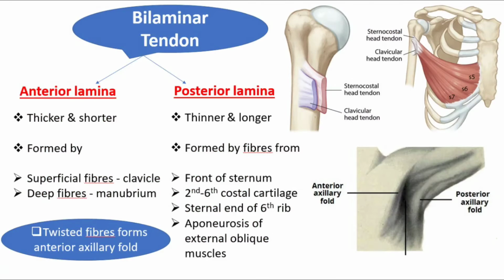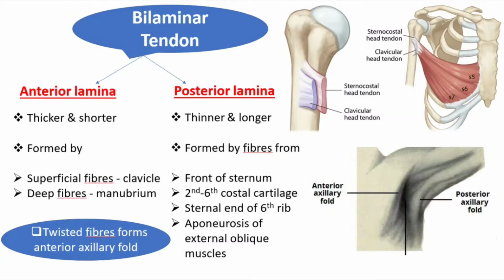Before moving on to the insertion, we must know what is meant by bilaminar tendon. It is divided into anterior lamina and posterior lamina. Anterior lamina is thicker and shorter, whereas posterior lamina is thinner and longer. Anterior lamina is formed by superficial fibers arising from the clavicle and deep fibers arising from the manubrium. Posterior lamina is formed by the fibers from the front of the sternum, 2nd to 6th costal cartilage, sternal end of 6th rib, and aponeurosis of the external oblique muscle of the abdomen.